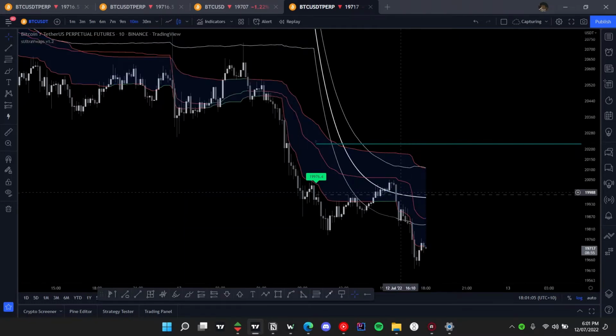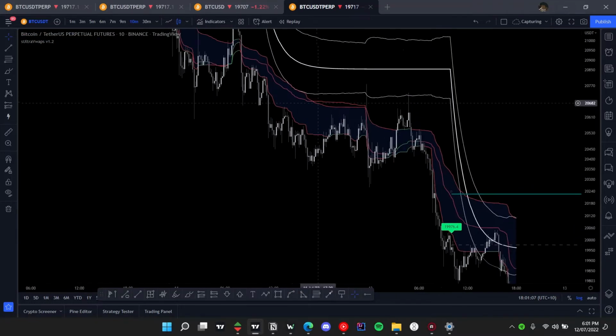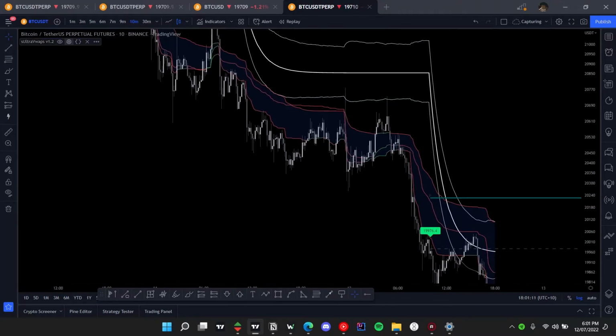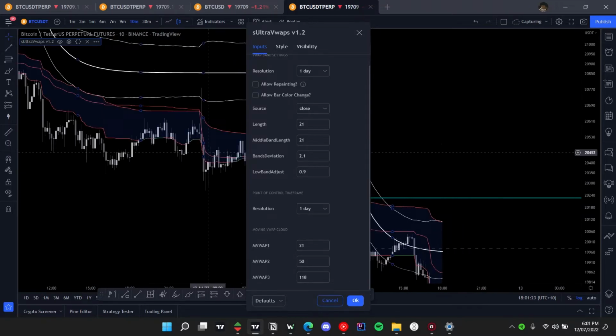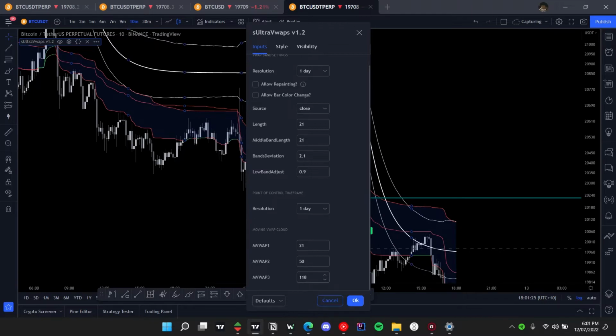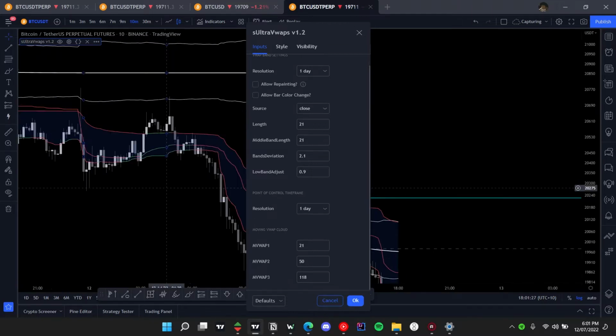And the moving VWAP cloud. You see these red lines and the background, that is called the moving VWAP cloud. You can change the settings based on your own need. The smaller the settings, the lower your time frame should be. What it takes into account is the number of bars. We have 21 bars, we're using 50 and 118 bars, in order to give us the settings.